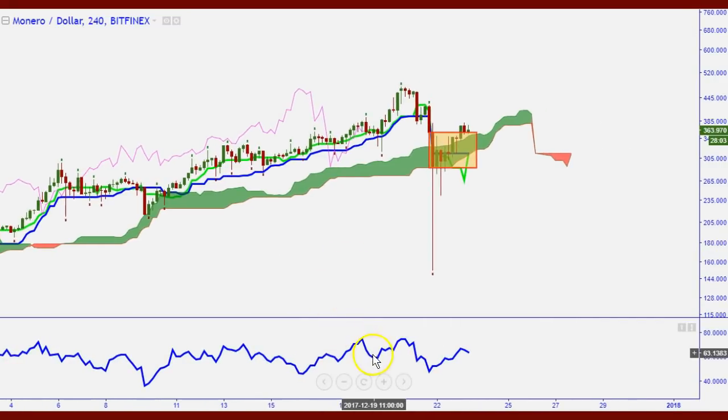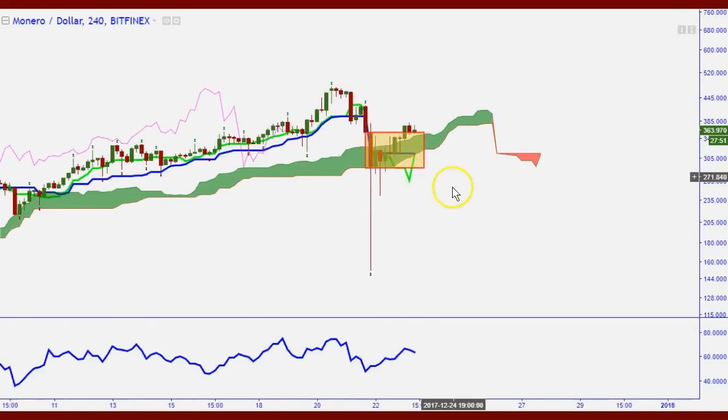All right, it's not showing divergence on the 4 hour time frame because this is going to the downside, this is going to the downside. Here it started to show divergence right there from here, but then the market dropped to the downside, so that's eliminated.